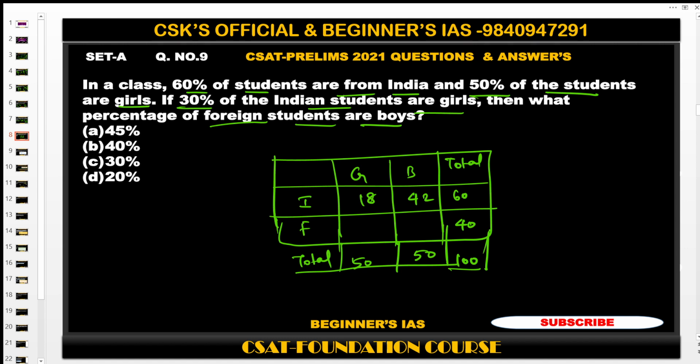Then after this you can easily find out. Here the total number of girls is 50, therefore the number of foreign girls is nothing but 32. Here the number of foreign boys is nothing but 8. The question is dealing with what percentage of the foreign students are boys. In such a situation, foreign students are 40. Out of that, 8 are boys. So 8 by 40 is nothing but 1 by 5. 1 by 5 is nothing but 20%. Clear? So the answer for this is 20%. Anybody having a doubt here?